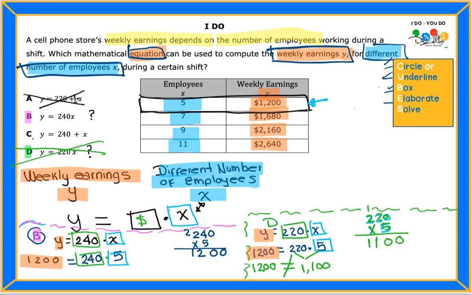What about choice C? It's very similar to choice A. For the letter X, which is a different number of employees, they're not repeating the letter X. You see how they have a plus in front? So they're gonna add 240. But here, the number of employees is just one X. When we don't have any number in front of the X, it implies that we have the number 1. So here it's like saying they just have one employee. So we cannot choose C either.